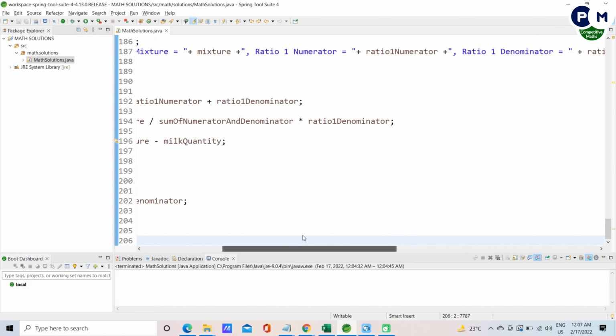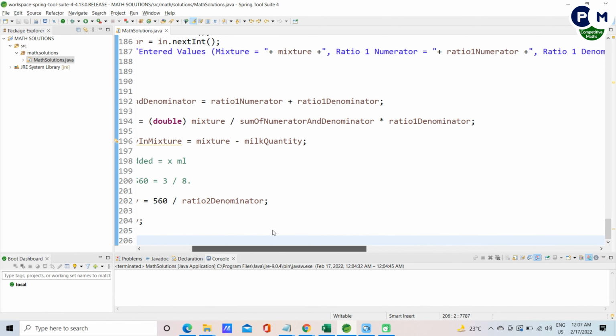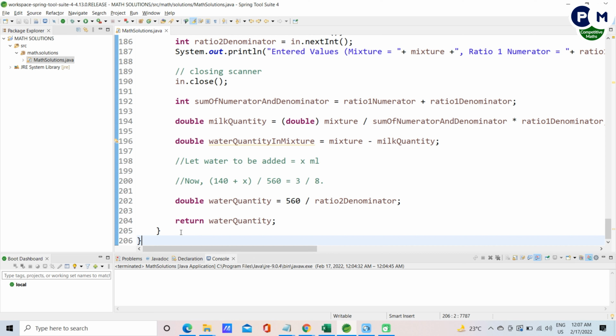Next, let the water to be added equal x milliliters. Now (140 plus x) divided by 560 is equal to 3 by 8. So, the water quantity equals 560 divided by ratio 2 denominator. The last step is to return the water quantity.